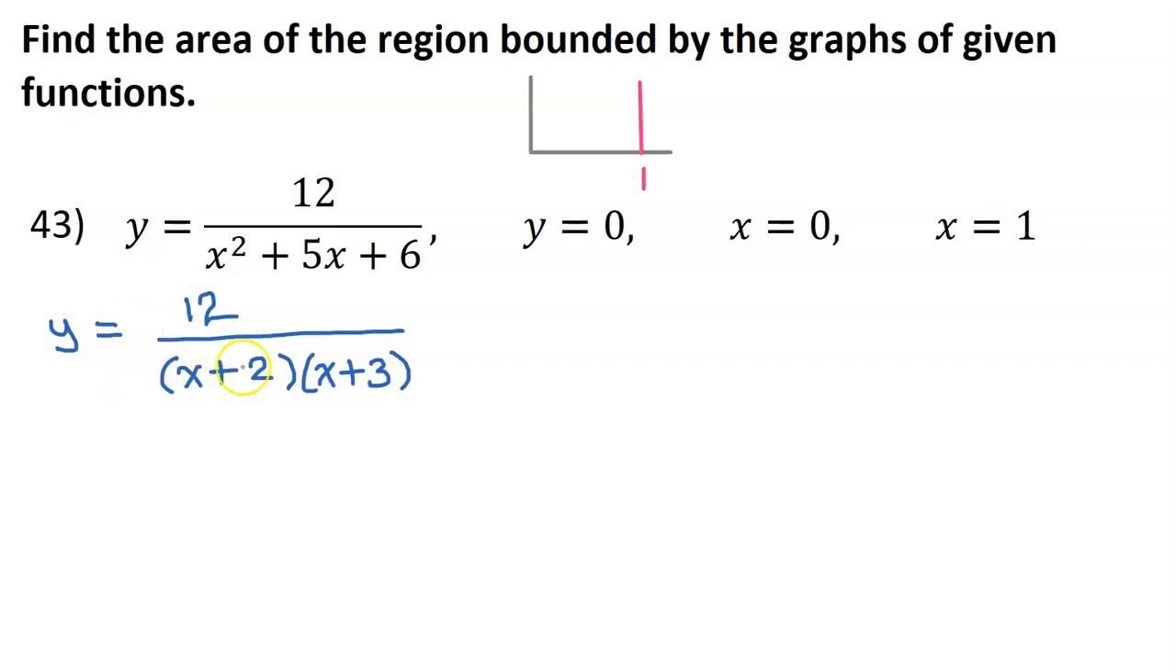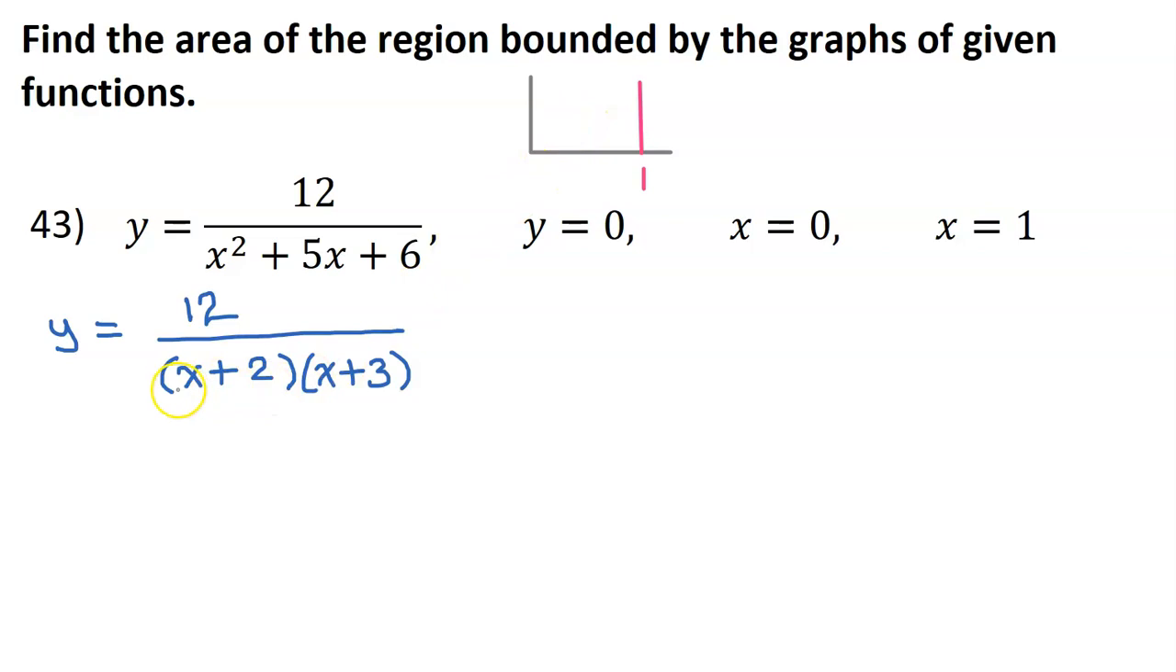I don't know exactly what this graph looks like, but I know it has vertical asymptotes at x equals -2 and x equals -3. But we don't really need to worry about that because we are looking for the area of the region bounded by y equals 0, x equals 0, and x equals 1. So that puts us in this zone in the first quadrant.